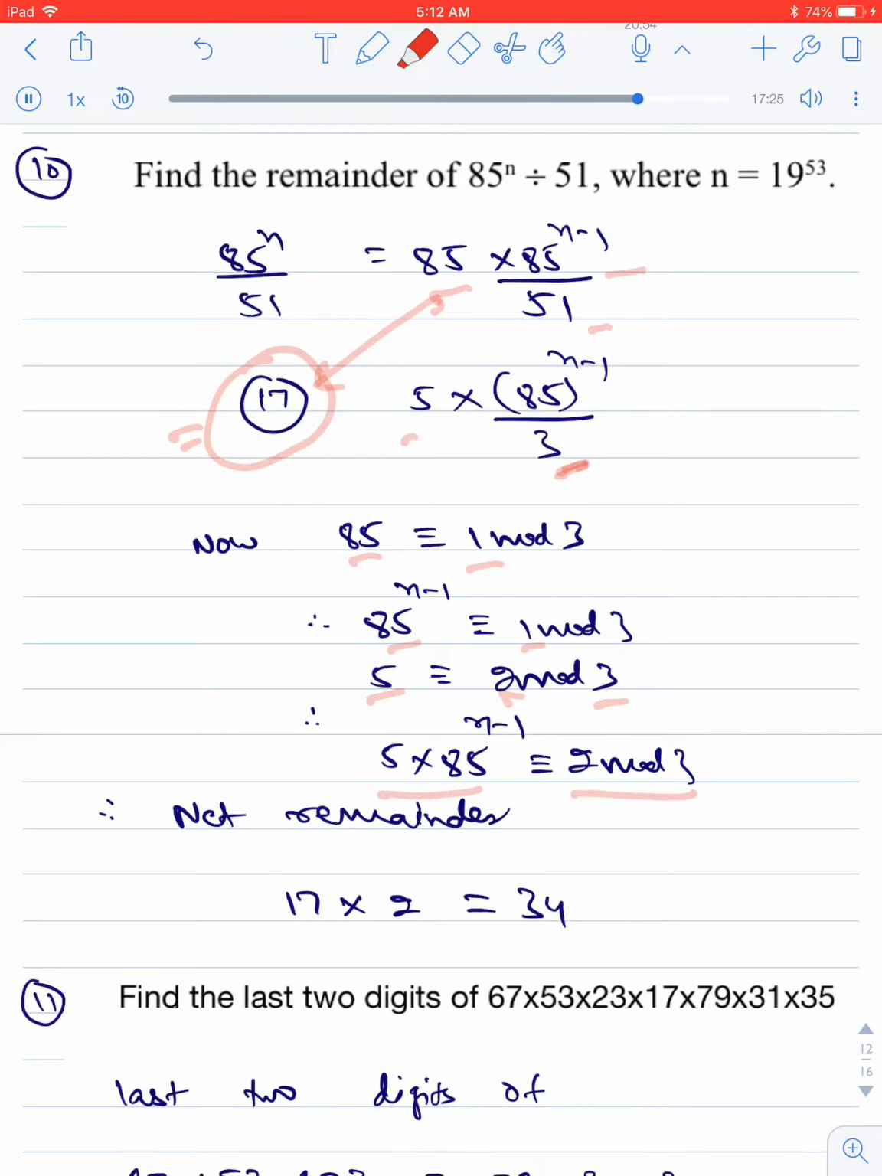Now here, since we get the right side as 1, we need not check whether n is even or odd, because 1 raised to any power n is always 1. So here 5 into 85 raised to power n minus 1 is congruent to 2 mod 3. But the net remainder is, multiply that 17 by this 2, we get 17 into 2 is 34. So net our answer is 34.